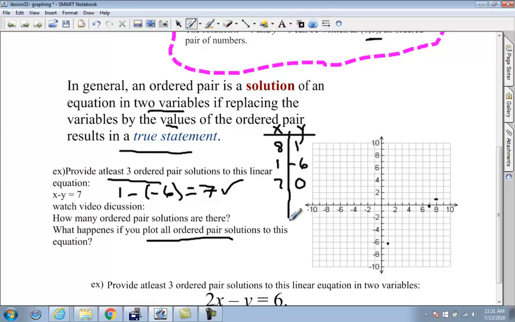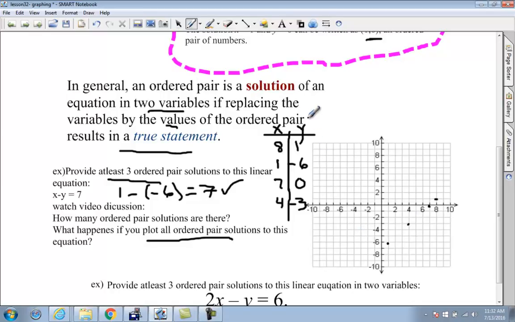Well, let's fill in blanks a little more. What if x were 4? What would y have to be? Well, -3 if you do the math, right? Because 4 minus -3 makes 7. Let's plot 4, -3. So over 4 down, aha! And you're starting to see that indeed these points are collinear.